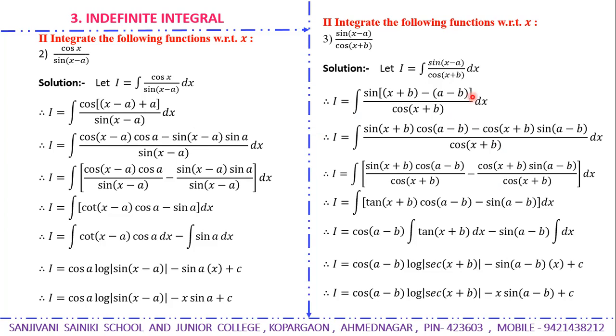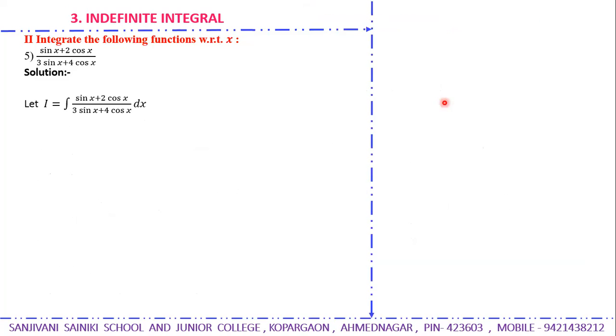Whenever you see such type of examples, whatever the angle present at the denominator, that type of angle we have to adjust in the numerator and use the formula sin a plus minus b or cos a plus minus b. Look at this example: sin x plus 2 times cos x upon 3 times sin x plus 4 times cos x.